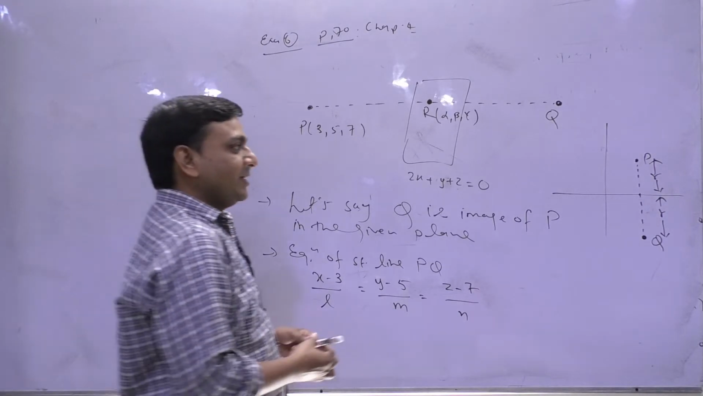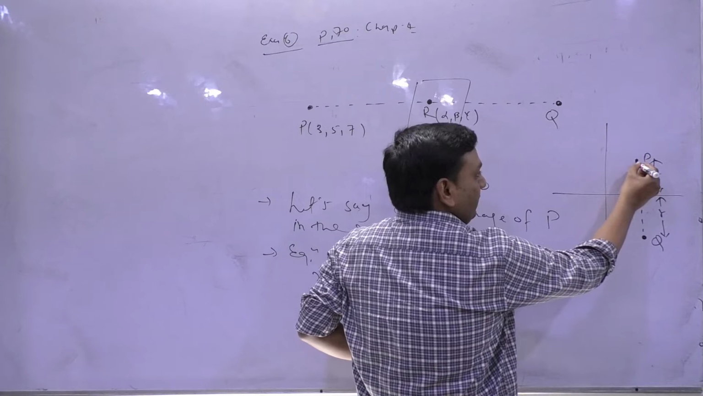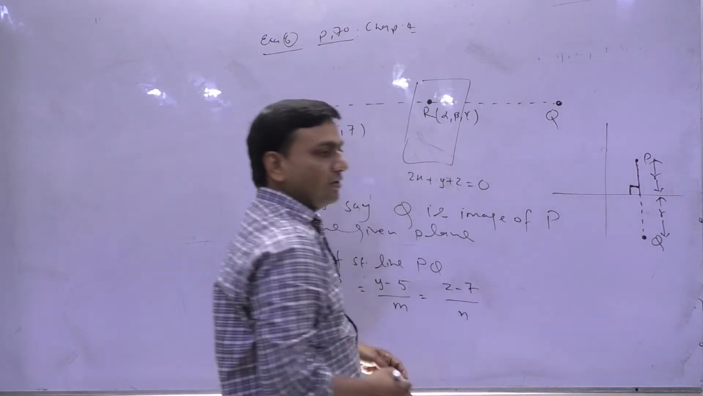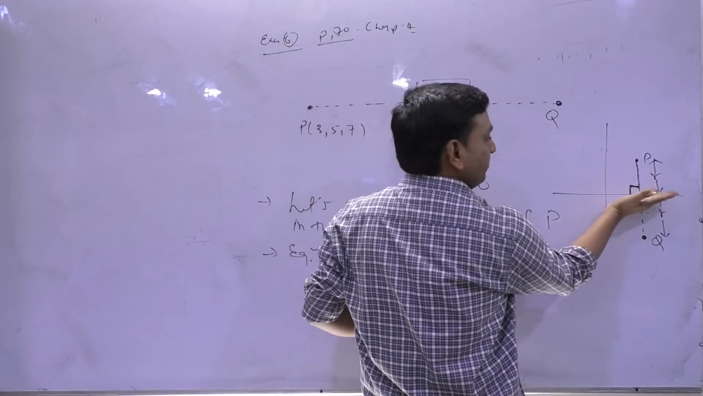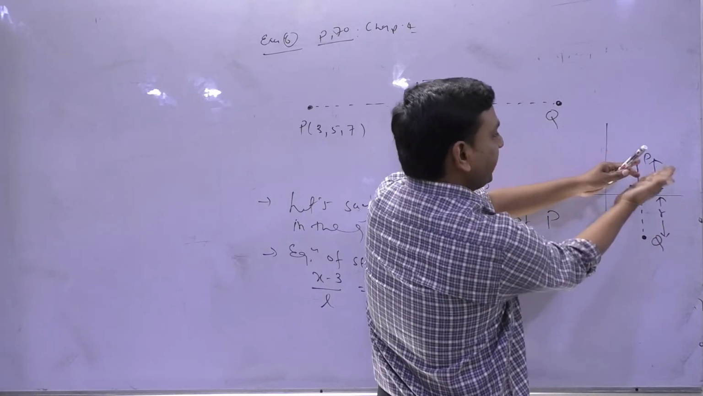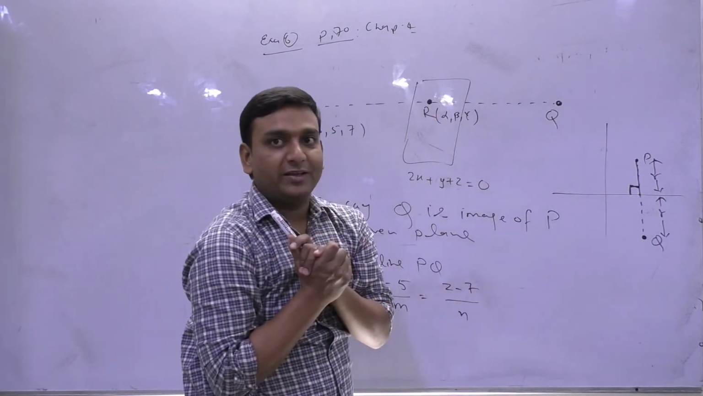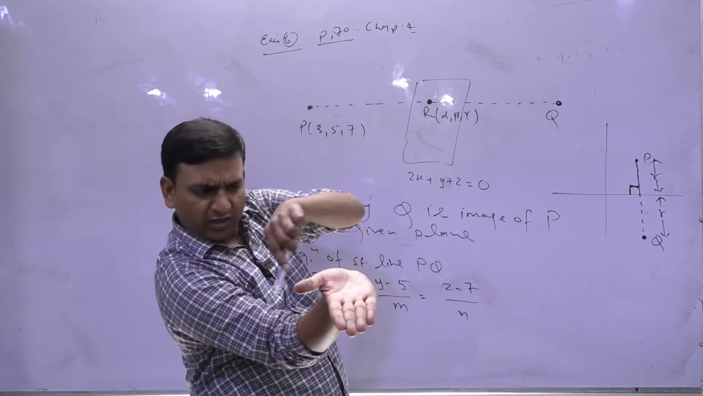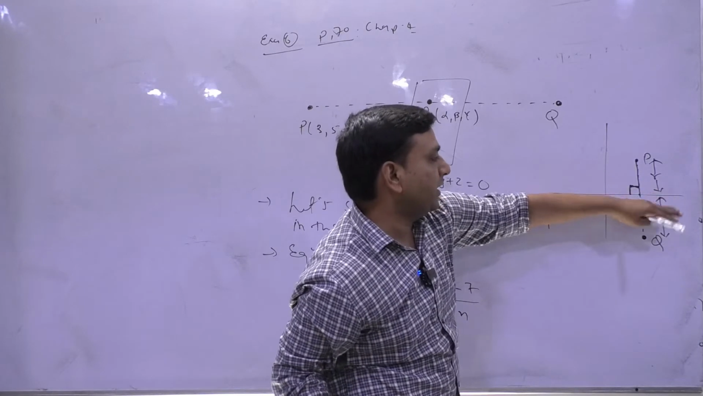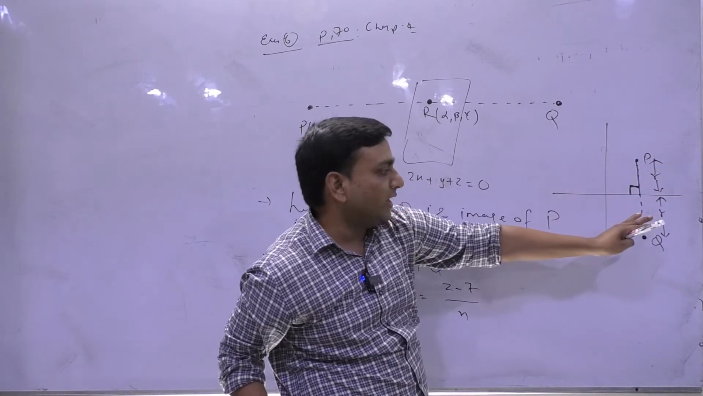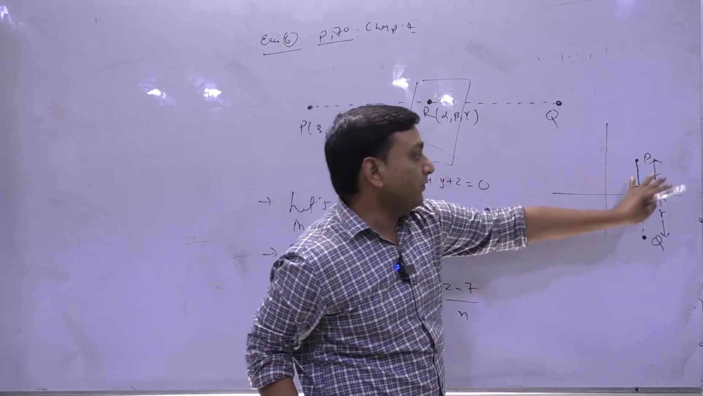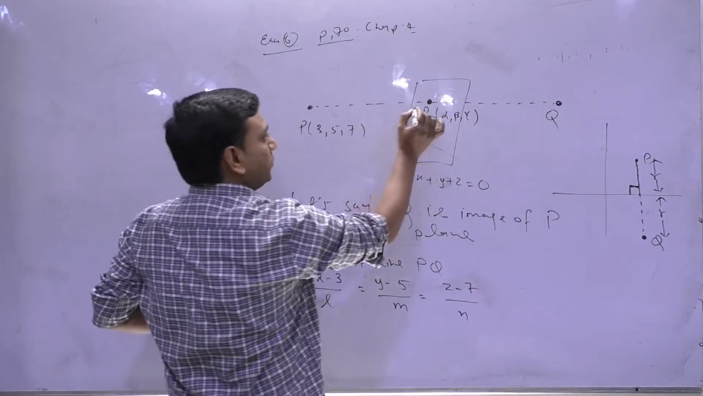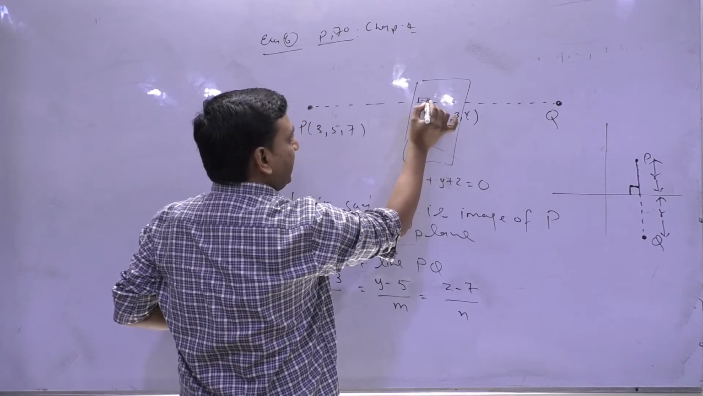Now if I talk about this line, is it perpendicular to the x-axis or not? If it is not perpendicular, then Q will not be treated as the image of P. If it is like this, the image will be here. If it is tilted, the image will be here. So if I am writing it like this, it means this is perpendicular to this.